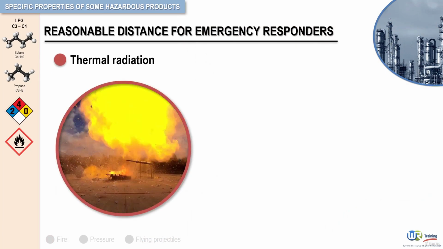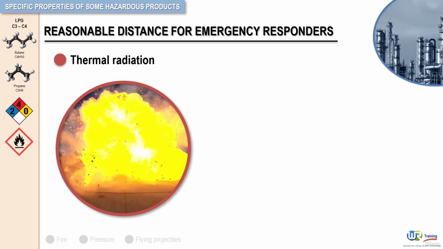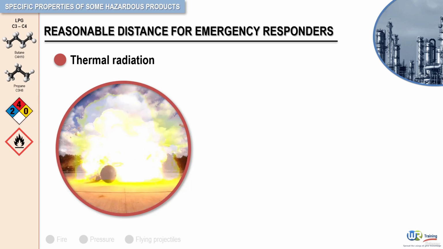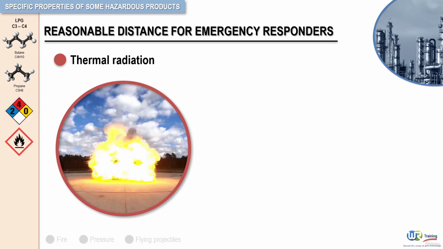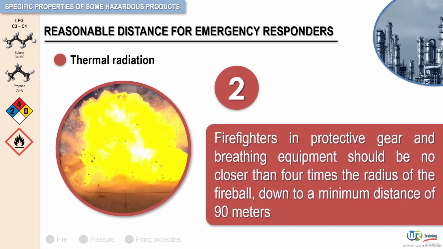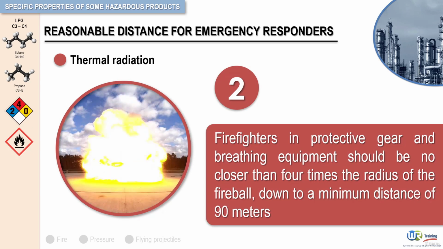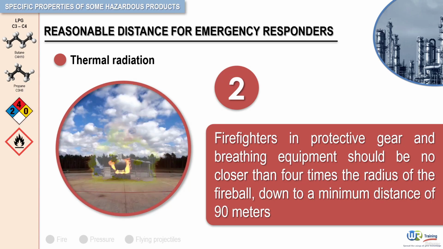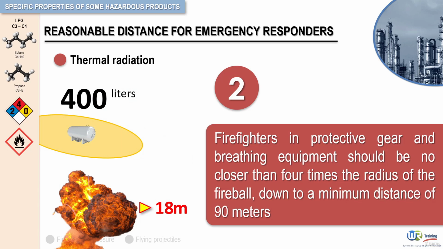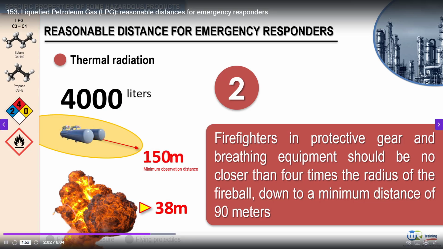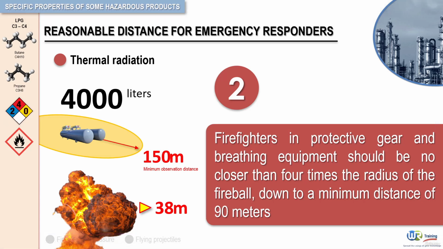Heat will be radiated in all directions. Safety rule 2 for measuring the danger zone from the thermal radiation is this. Firefighters in protective gear and breathing apparatus should be no closer than 4 times the radius of the fireball, down to a minimum distance of 90 meters. For a 400-liter tank, that translates into a minimum observation distance of 90 meters. For a 4,000-liter tank, it is 150 meters. And for a 40,000-liter tank, it jumps to 320 meters.